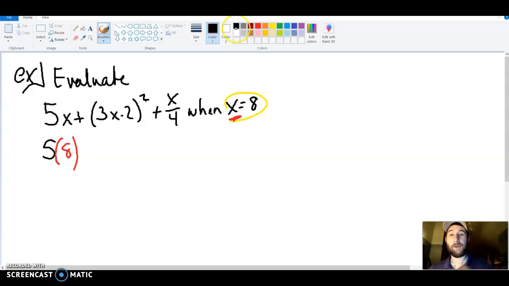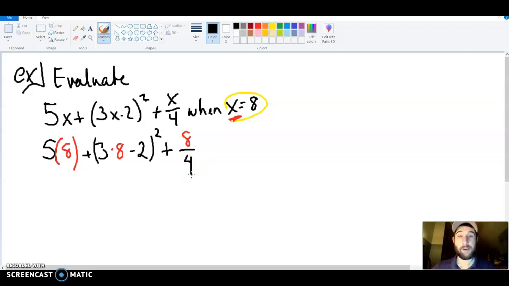And so I'll keep going. Plus the 3 times x, in this case it's going to be 3 times, I'll put a dot in this case, 3 times 8, minus 2, all squared, plus 8 divided by 4. So that's the hard part there, just replacing everything you see with x with 8. And at this point, now it's just combining like terms. You're just simplifying here.